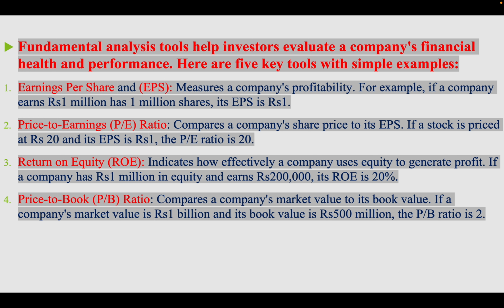Price to book, PB ratio. It compares a company's market value to its book value. If a company's market value is 1 billion and its book value is 500 million, then the PB ratio is 2.